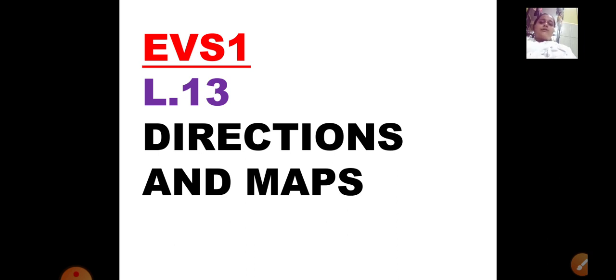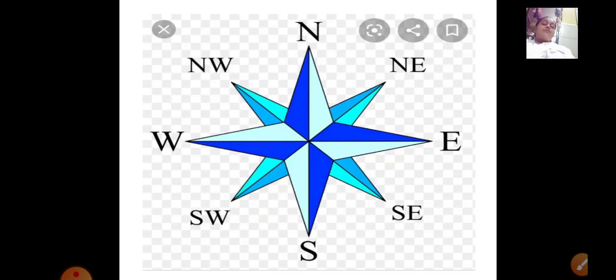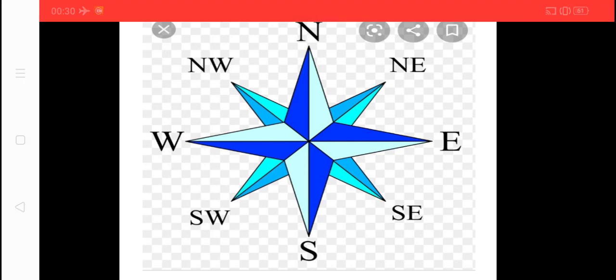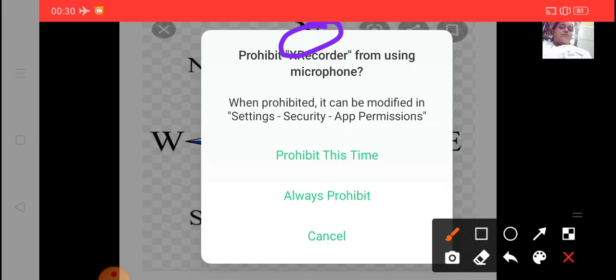The first word is COMPASS, compass. ROSE, rose. Compass rose is an instrument which is used to help in identifying the directions. See, this is the picture of a compass rose. Can you see this N up? This N stands for north.